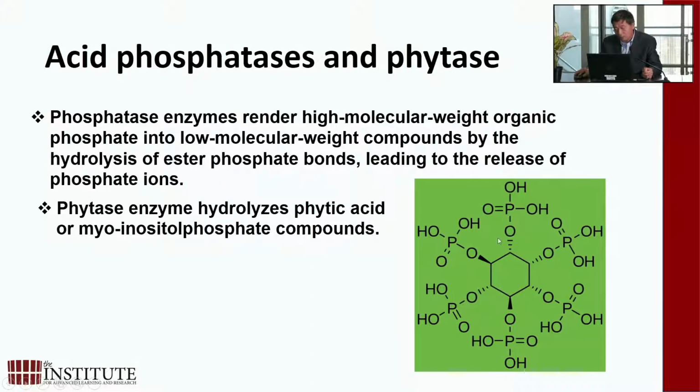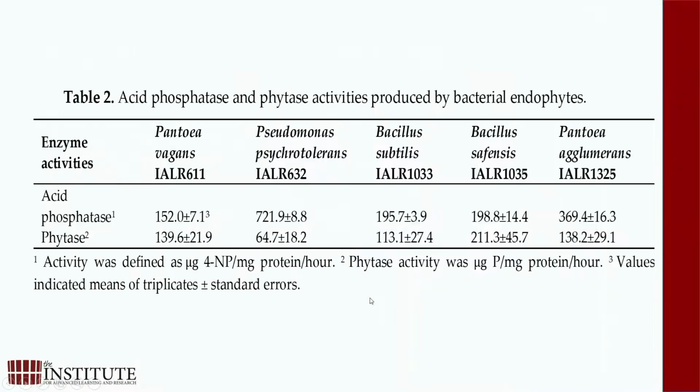And the phytase enzyme hydrolyzes phytic acid. So here's to show you phytic acid. This one molecule has 6 phosphate groups. So this is the major storage form in a field for organic phosphate.